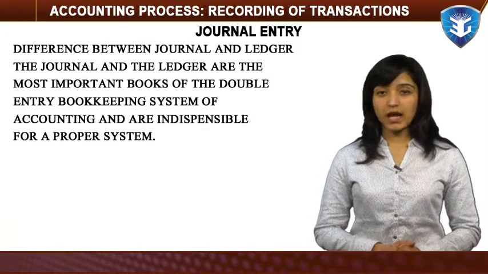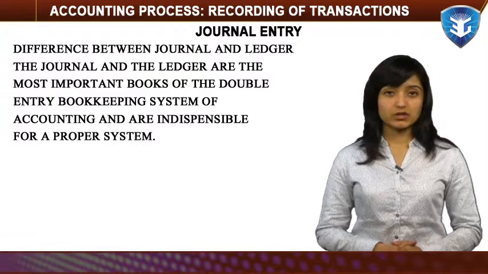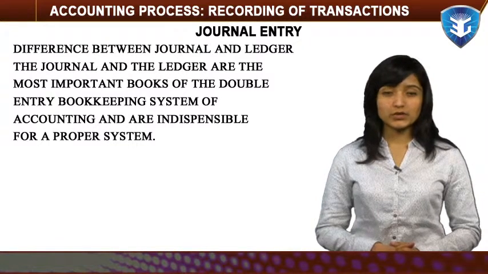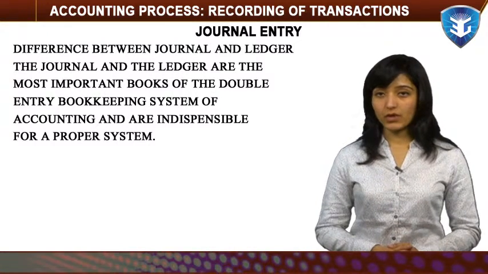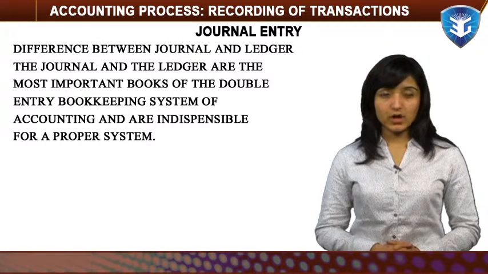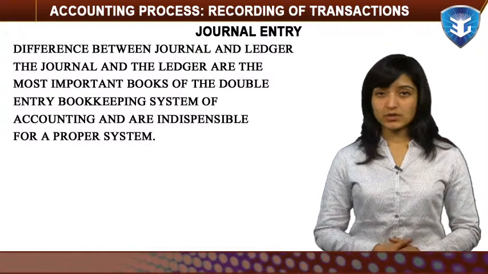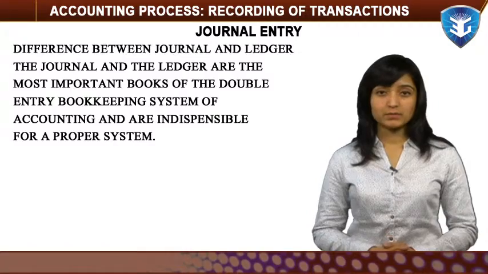Difference between journal and ledger. The journal and the ledger are the most important books of the double entry bookkeeping system of accounting and are indispensable for a proper system. These books are closely related to each other.